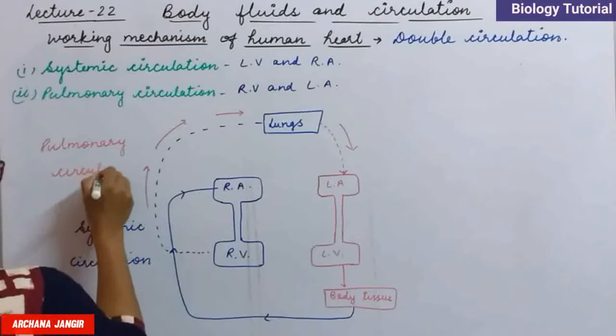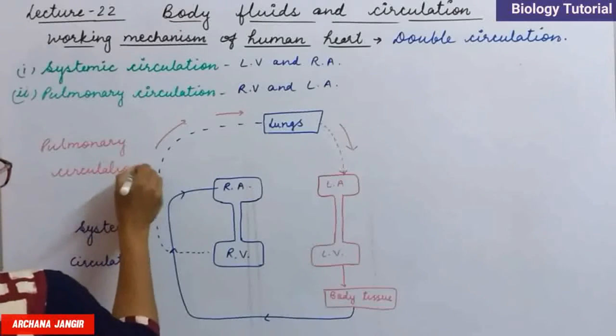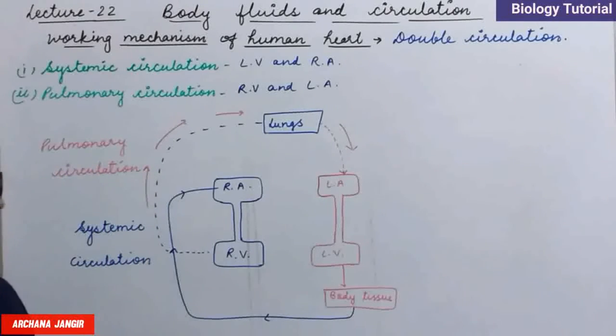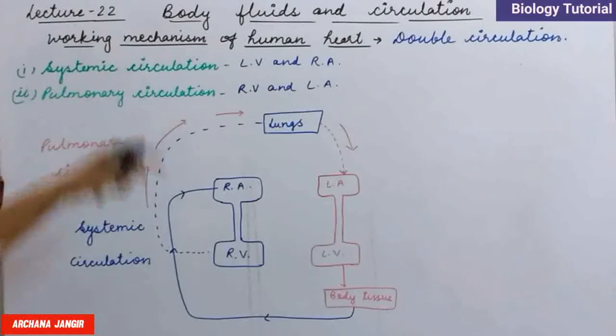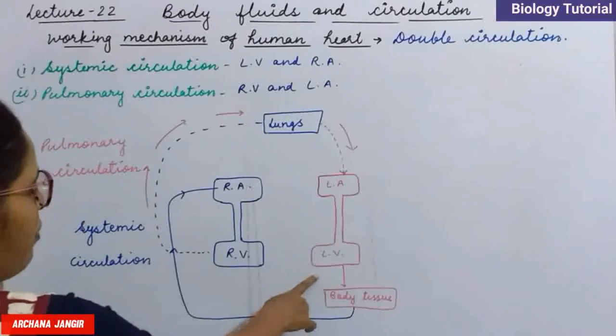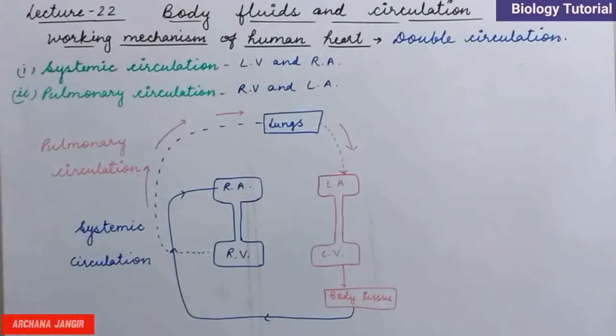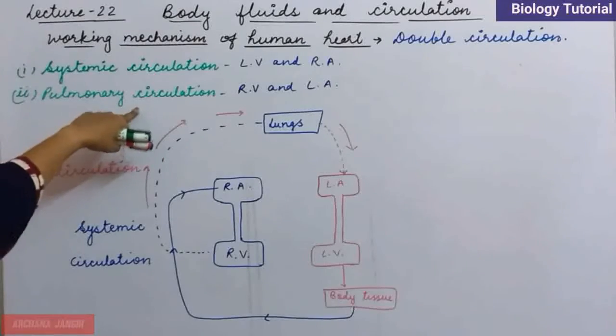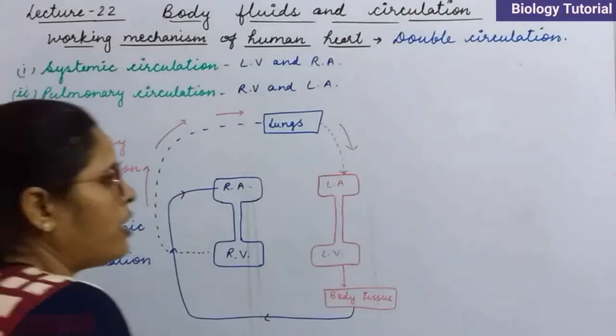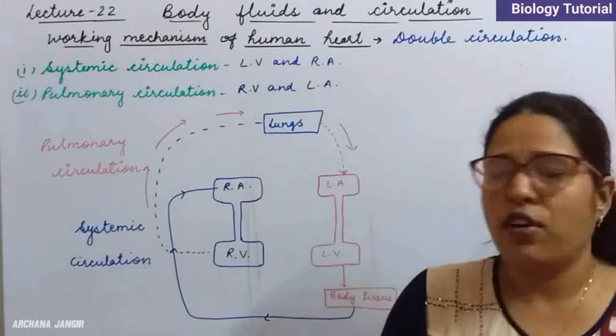In this way, the two types of circulation are completed in the heart. Systemic circulation involves left ventricle and right auricle, and pulmonary circulation involves right ventricle and left auricle.